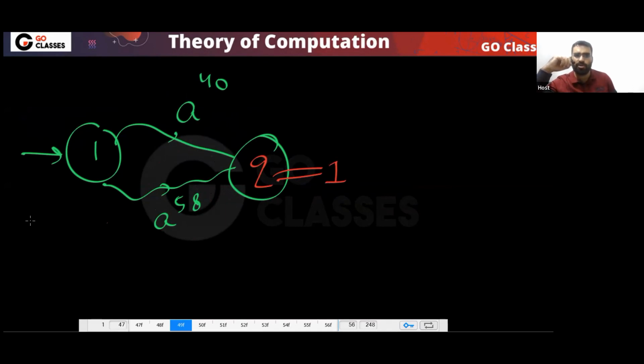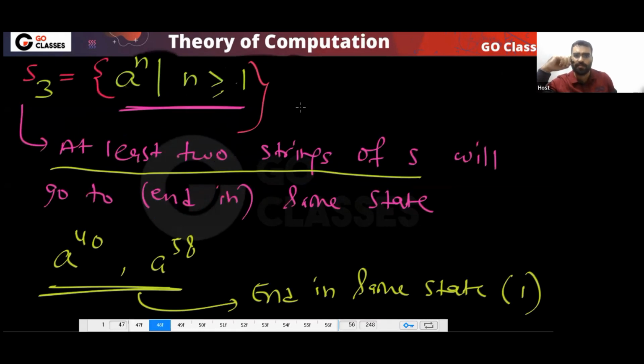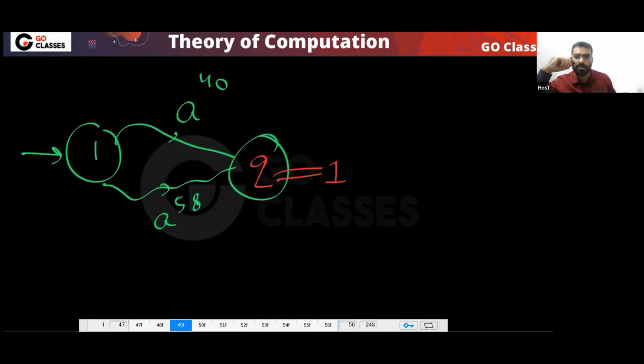Yes or no? Do you agree or not? Is this point clear? So I can say at least two of them will go to the same state, because there are infinite number of strings here and you have a finite number of states. So definitely at least two of them will go to the same state. So this is the idea.